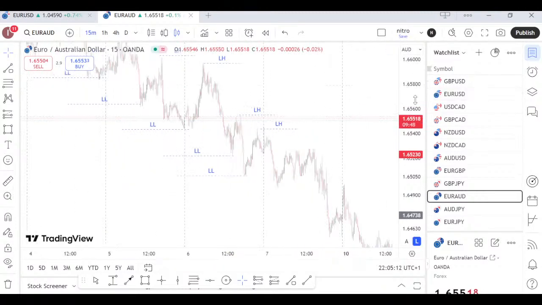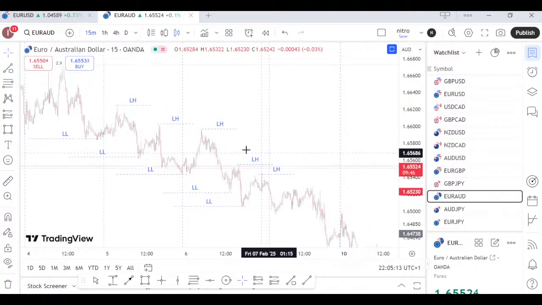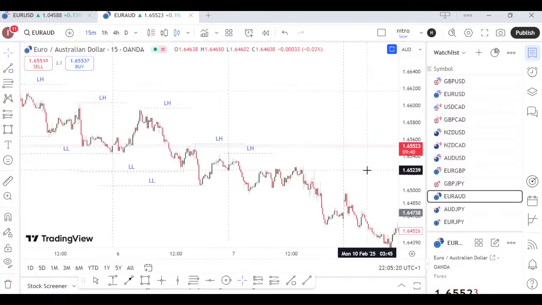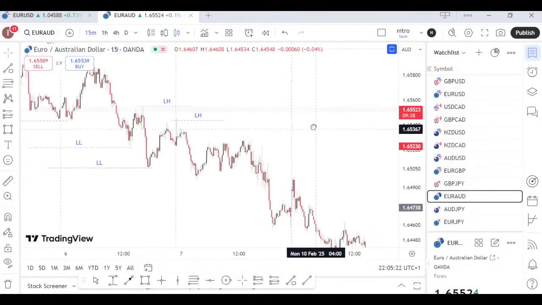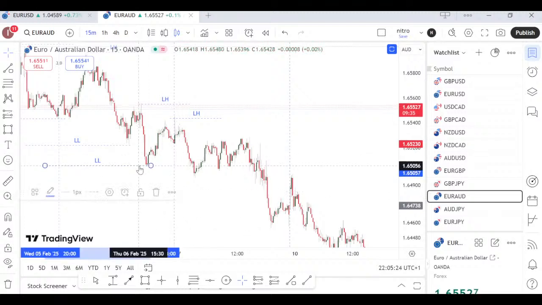You can see how I'm drafting this thing. Can you see? Lower high, lower high, lower high, lower high, lower low, lower low, lower low, lower low. This is a bearish market structure. You see, the market just keeps going down. It keeps going down.